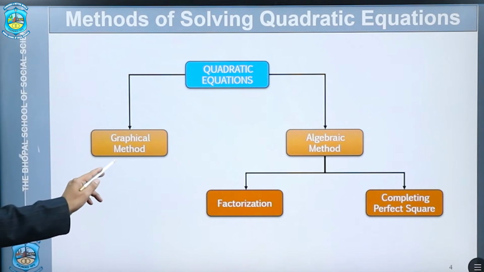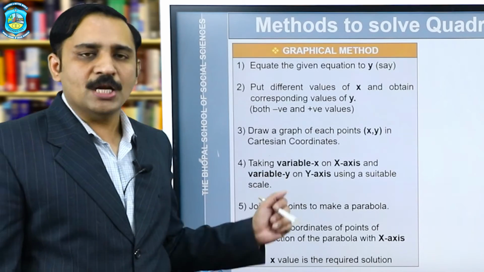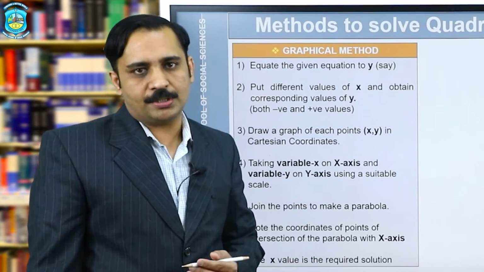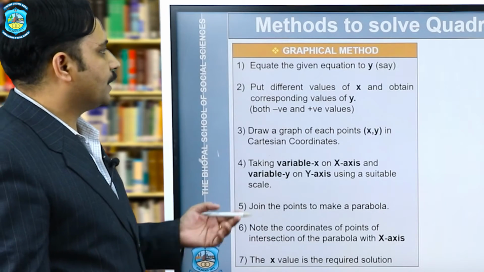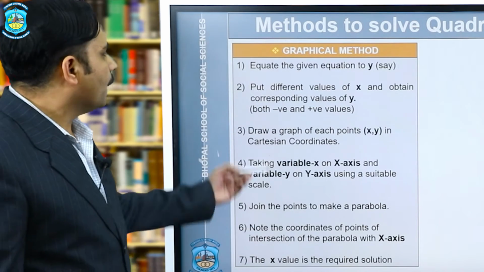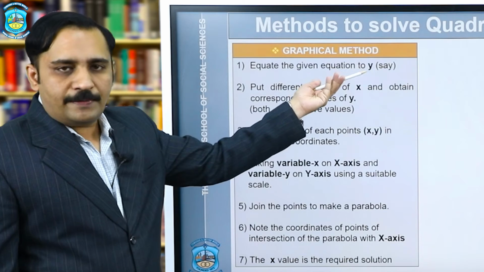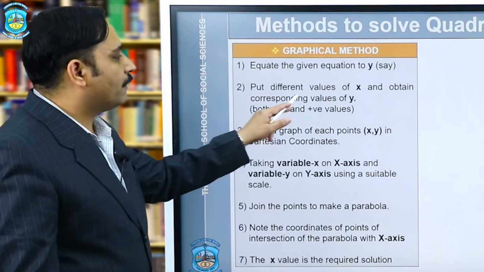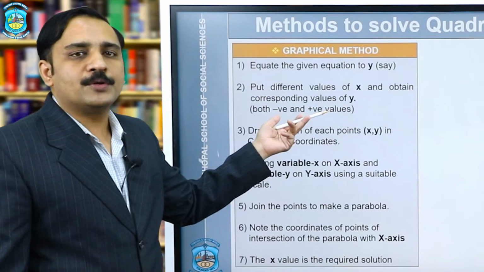First we start with the graphical method. As the name suggests, we make use of a graph, that is, we plot a graph on the basis of the given equation and we find out the point of intersection. This is a brief description of it. First, we equate the given equation to a variable say y, because our equation generally is in terms of x. Now put different values of x and we obtain different values of y.